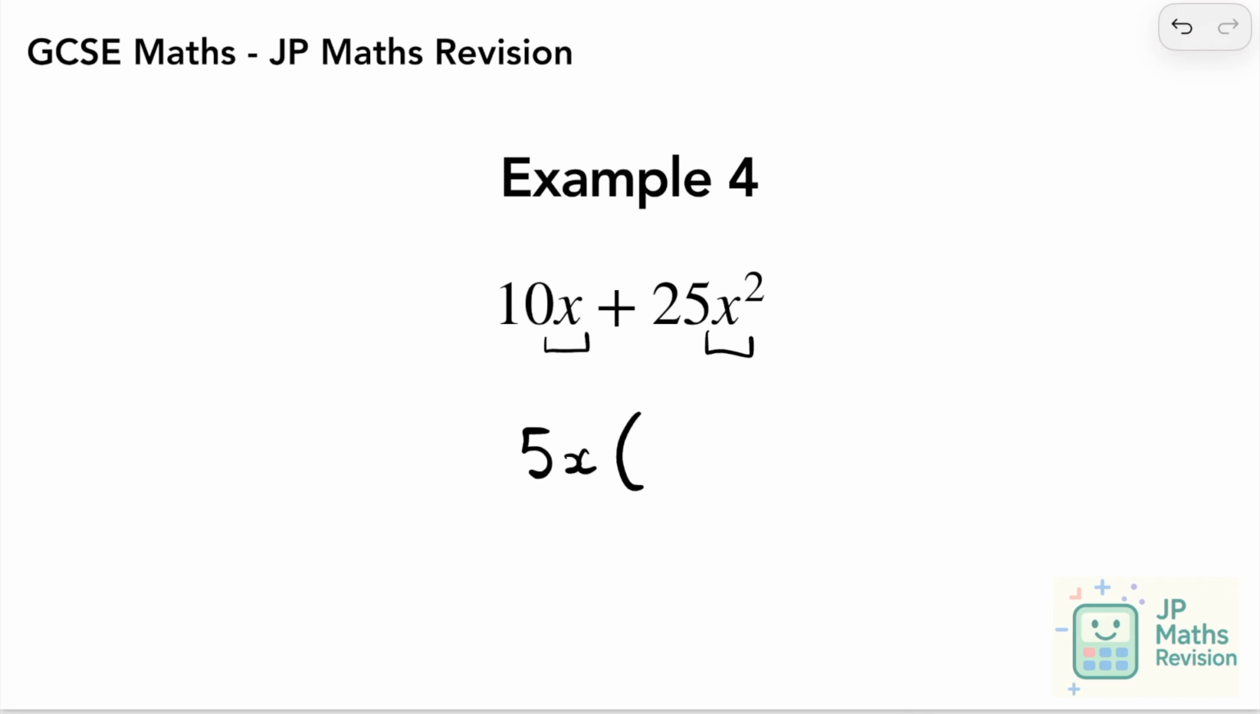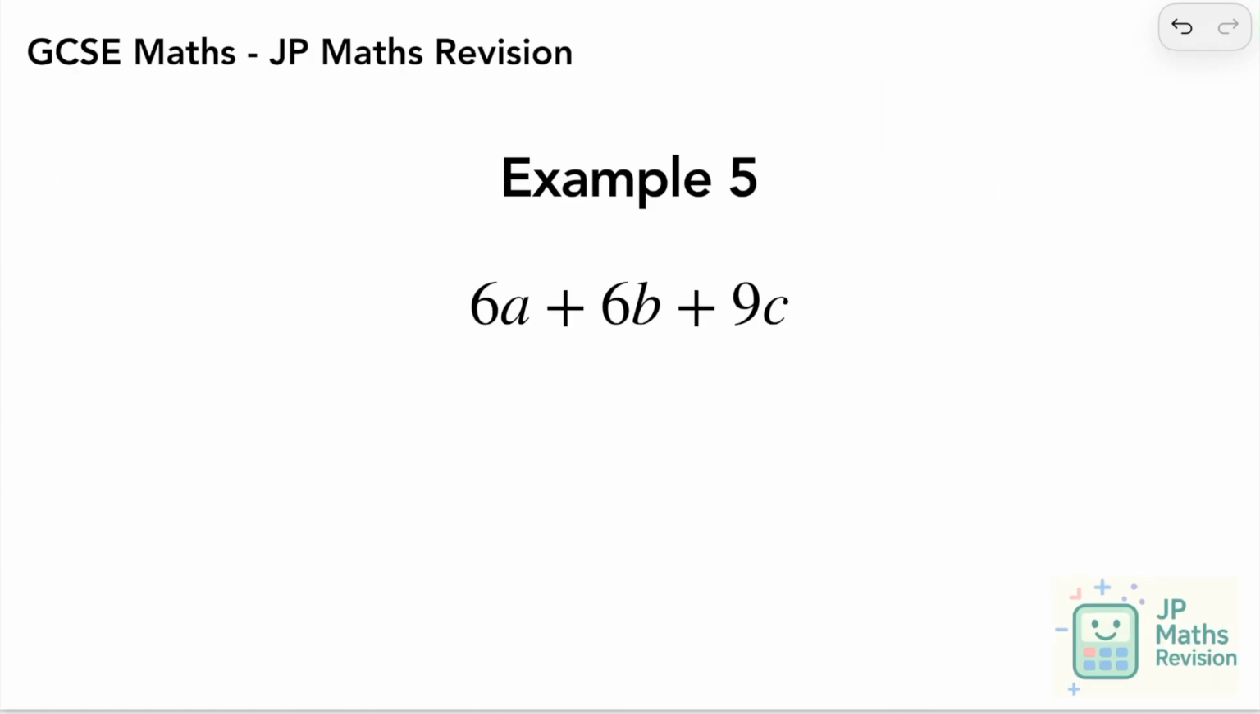And then again, we have to ask ourselves, what do you have to multiply to 5x to get to 10x? So 5x times 2 is 10x. And then 5x times what is 25x squared? So in this case, 5x times 5x is 25x squared. So that is the answer to this question.